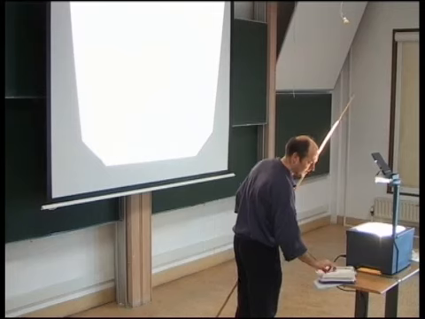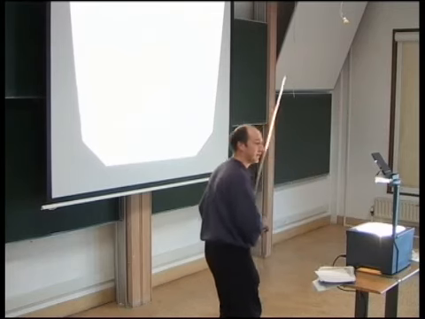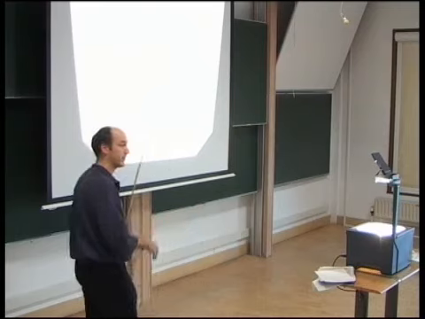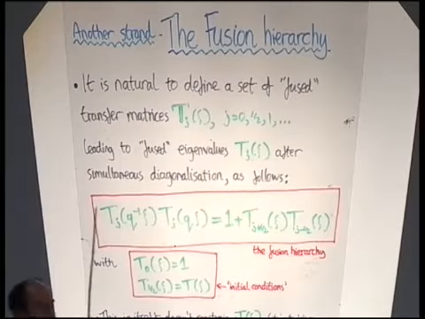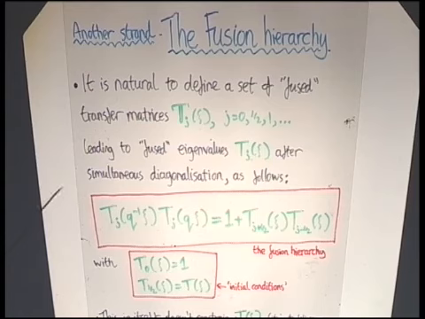Good. Okay, well, there's another strand. So that was one set of functional relations, which powerfully constrains what's going on. There's another strand in all this, which is a set of relations called the fusion hierarchy. And this was also mentioned a little bit yesterday. So there's another thing you can do.